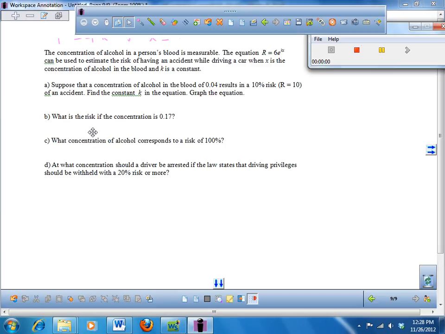The calculus teacher got arrested for drinking and driving.